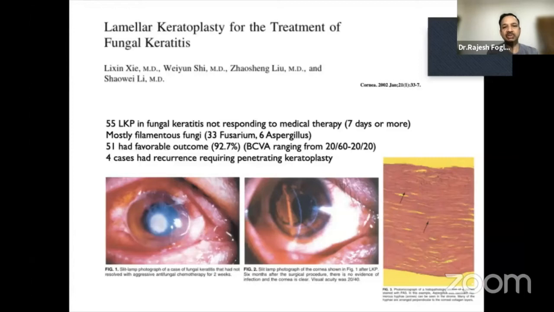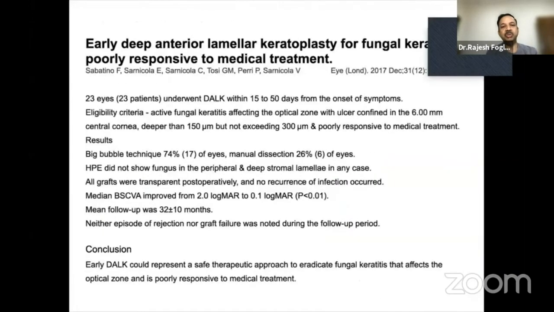They had mostly filamentous fungi. So I think the successful outcome could be due to the superficial nature of the fungal infection in all these eyes. This was a paper published from Italy from Dr. Sarnicola's group. They also performed DALK in eyes with fungal keratitis. Here also the infection was not exceeding 300 microns.